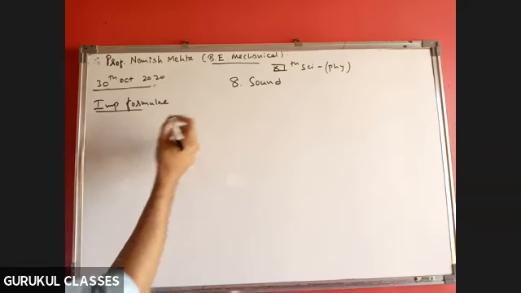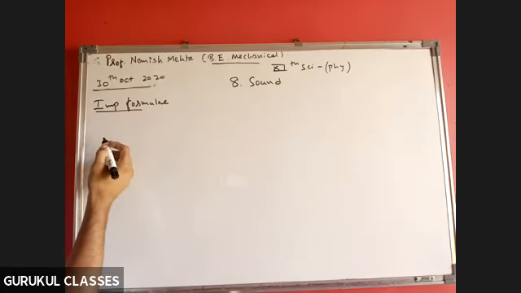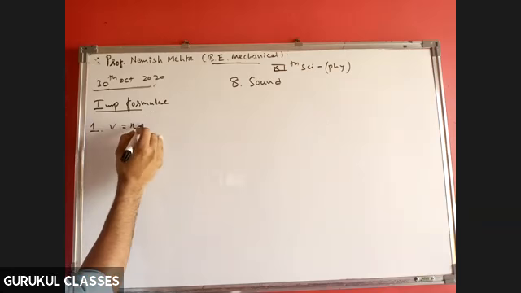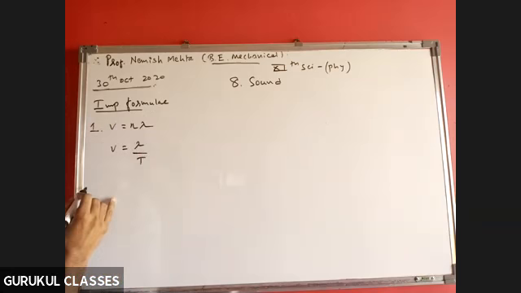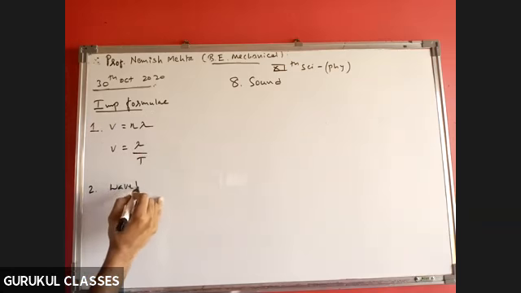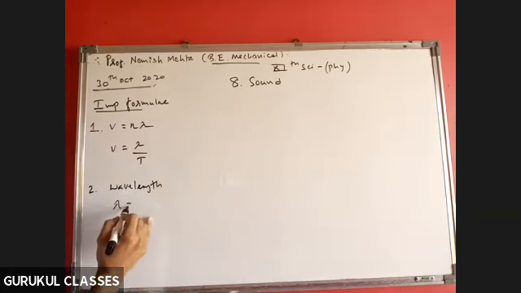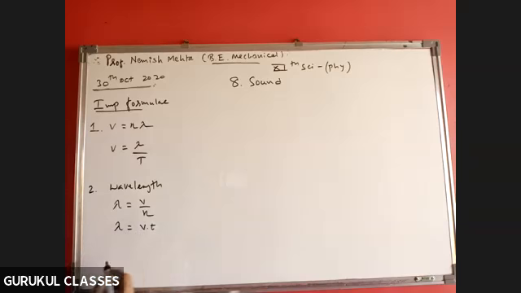So all the formulas required to solve the numericals of chapter number 8. V is equal to n into lambda, or V is equal to lambda by T. Okay. Frequency n is equal to V by lambda, and wavelength lambda is equal to V by n, or V into T, where 1 by n we write as T, where n is the frequency. Okay. Number 3, velocity of sound wave.